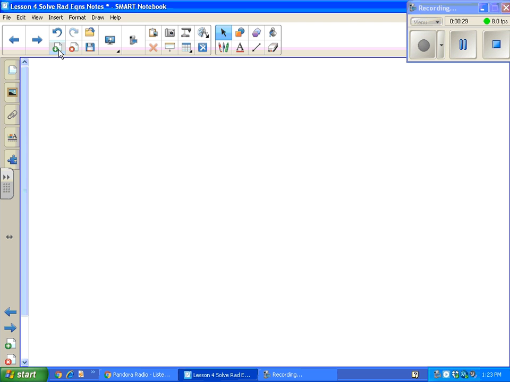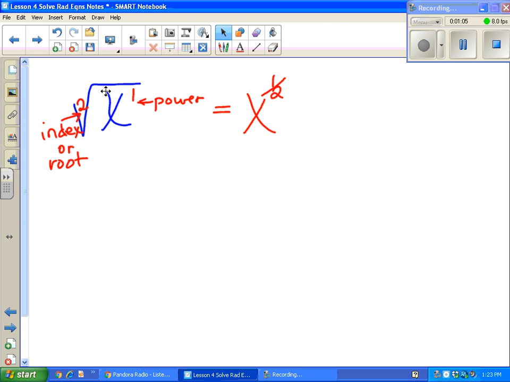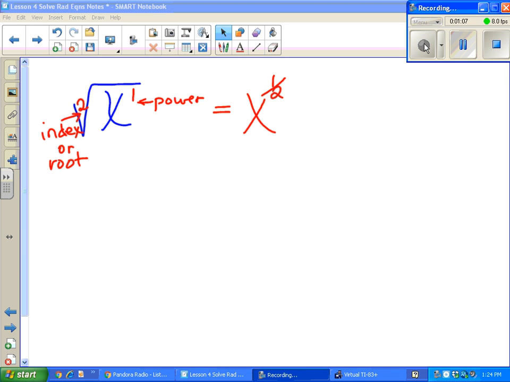For example, if I have x and I have the square root of x, I guess my board's a little slow. Here it comes. All right. What's understood, I hope, is that there's actually a little 2. That's called your index. Sometimes we just call it the root. Okay, so the index or the root. Inside, that's understood to be a power of 1. So I can express square root of x with a power inside of 1 and an outside index or root of 2 as x to the 1 over 2 power, and I get x to the 1/2. All right, so x to the 1/2.